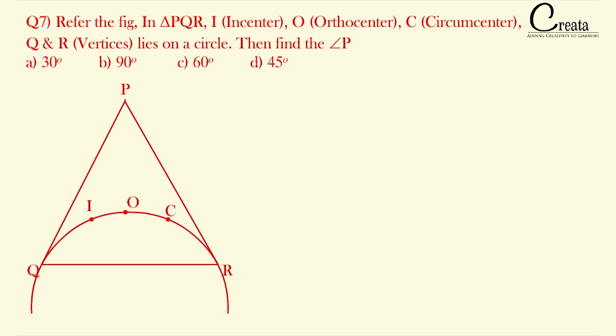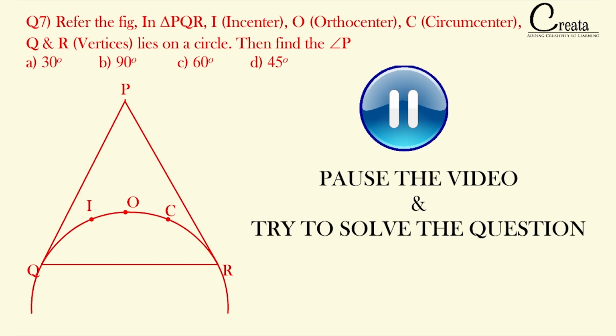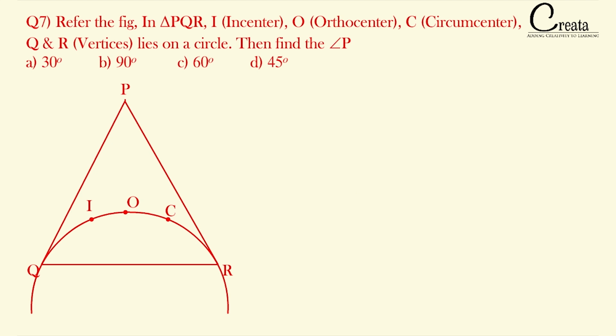Let's move to the next question. Refer to the figure. In triangle PQR, I is the incenter, O is the orthocenter, C is the circumcenter, and Q and R vertices lie on the circle. Then find the angle P. Four choices are given. Okay, we will go step by step.